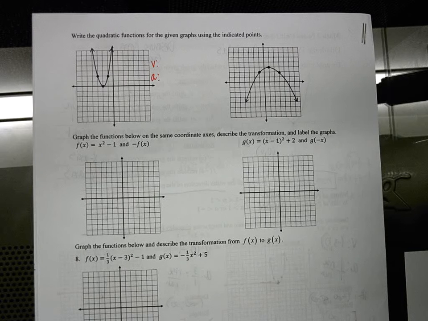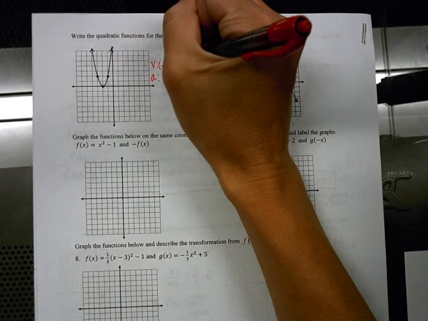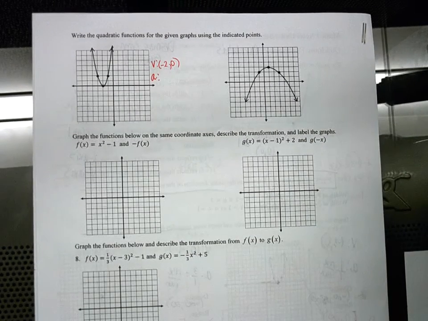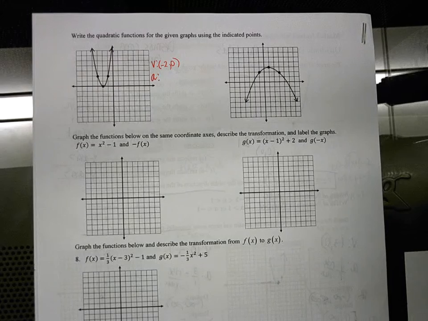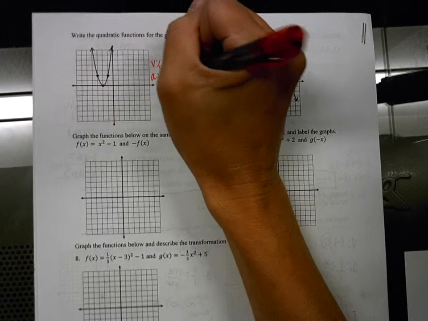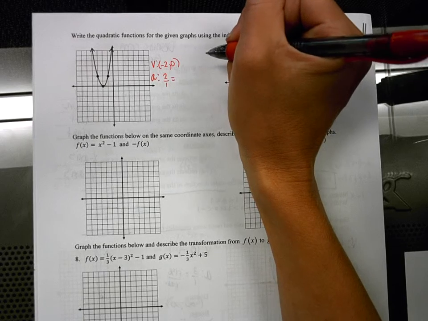So what is my vertex? Negative 2, 0 is correct. My a value, again, rise over run, is what? Very good, 2 over 1, but we'll end up simplifying that to just be 2.